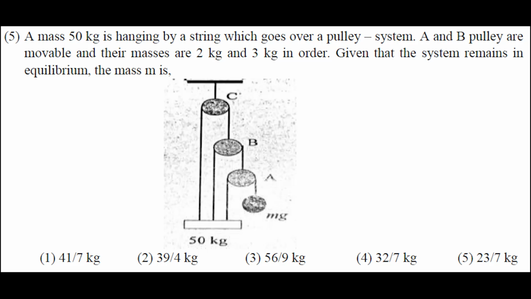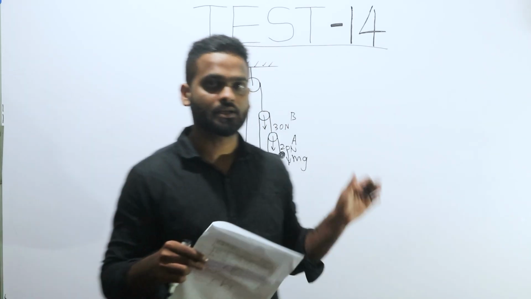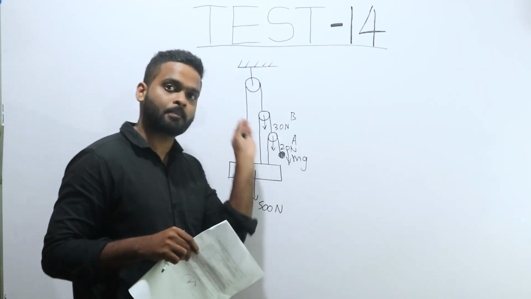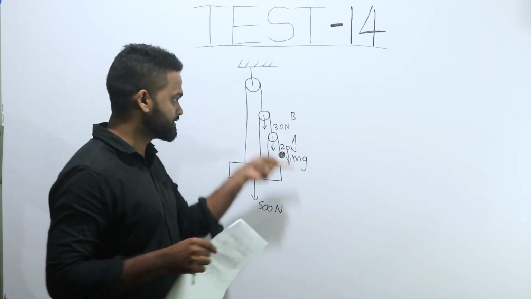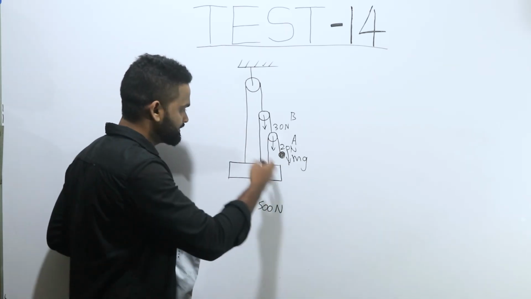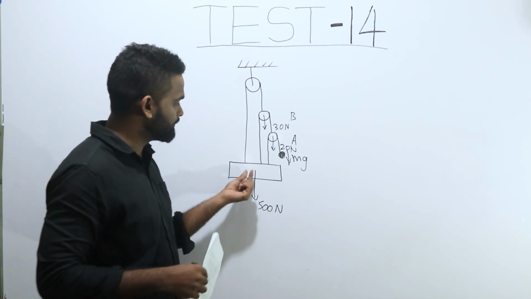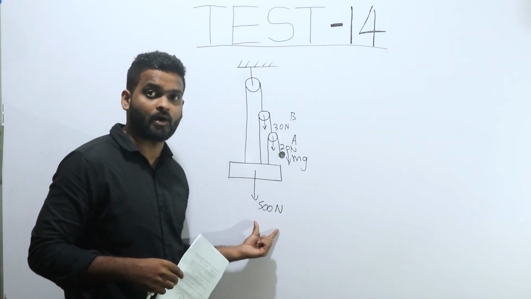Fifth question. The mass of 50 kilogram is hanging by a string which goes over a pulley system. A and B pulleys are movable and their masses are 2 kilogram and 3 kilogram. Given that the system remains in equilibrium, the mass m is? So I've drawn the sketch for that. It looks complicated. The whole pulley system is attached to this 50 kilogram, which causes a 500 Newton weight.